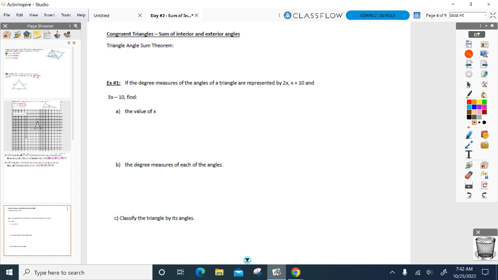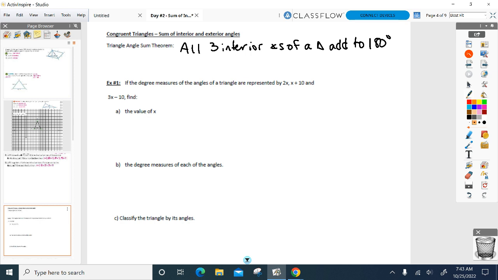Triangle angle sum theorem. All three interior angles of a triangle add to 180. We've known that. Just put a fancy name to it. All three interior angles of a triangle add to 180.